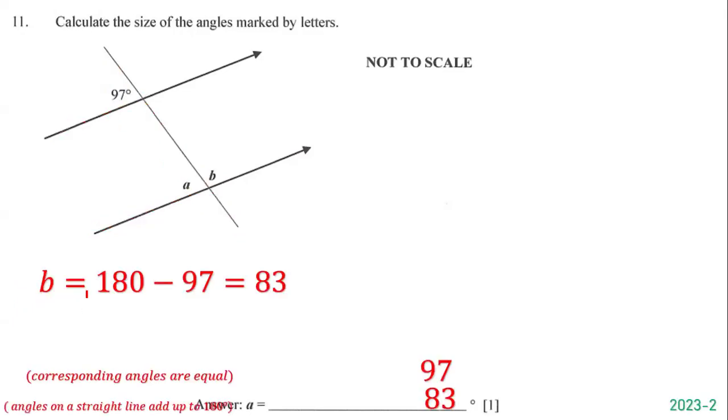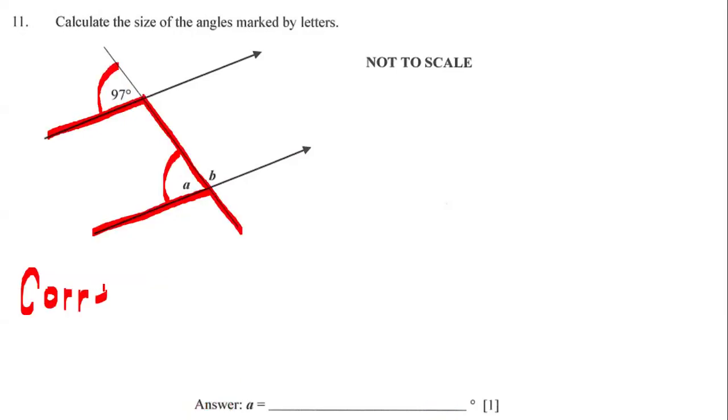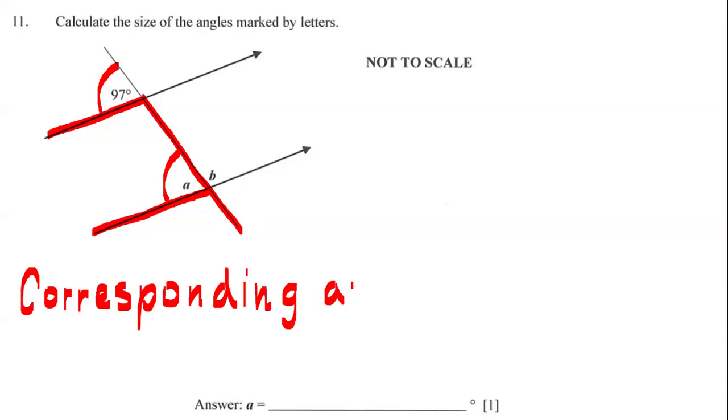Now, when it comes to corresponding angles, what are they? Corresponding angles are the same. They are the same. Very good. Man, Mr. Petit, you made me doubt myself so much. Okay, so B is 83 then. Corresponding angles are what? Equal. Same. Are equal.